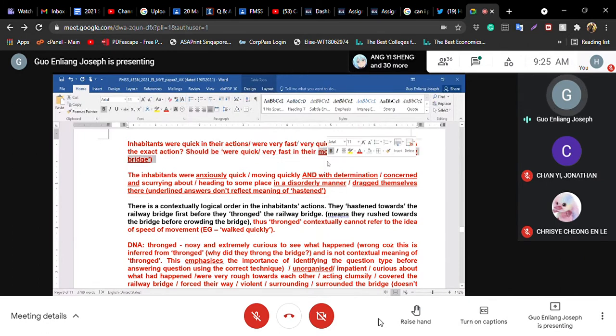Two other words are underlined. There must be talk about the speed of movement. So you cannot just say very quick in their actions. What actions are you talking about? Is it the actions of your hand, your head? So it must be very specific.